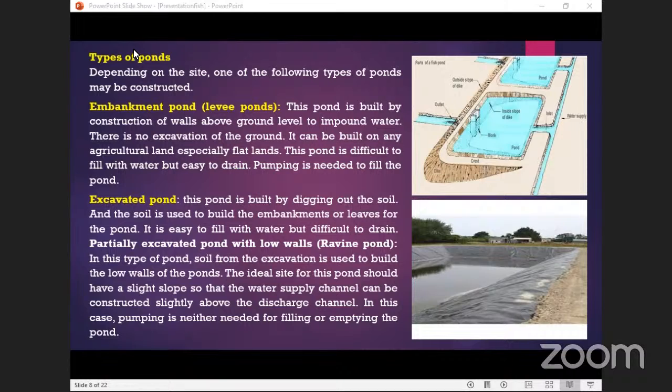There is no excavation of the ground. It can be built on any agricultural land, especially flat lands. This pond is difficult to fill with water, but easy to drain. Pumping is needed to fill the pond. Okay, thank you.